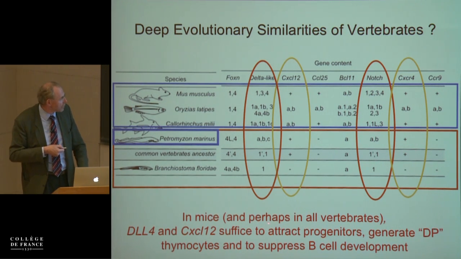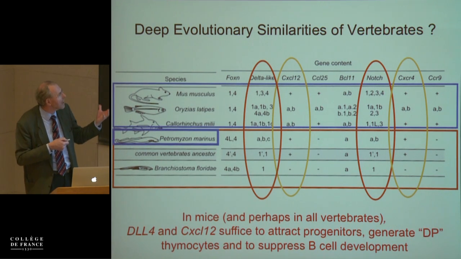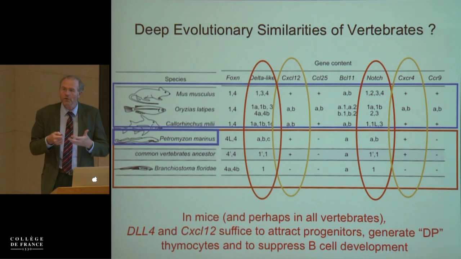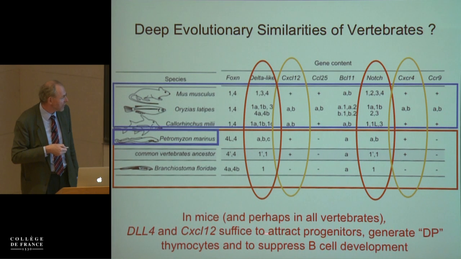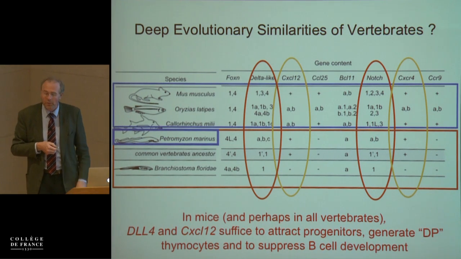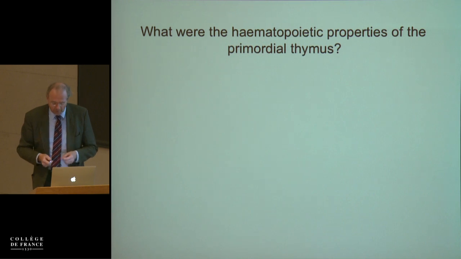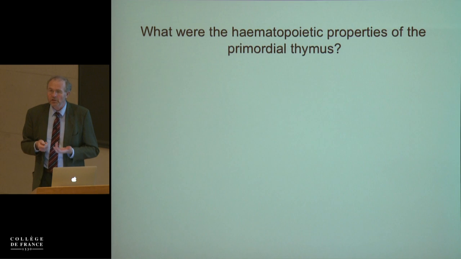So what is our conclusion? In mice, and perhaps in all vertebrates, these two factors suffice to attract these progenitors. They generate double positive thymocytes. Of course, this is the wrong name for a lamprey lymphocyte, because they do not have CD4 and CD8, but it's the stage where they first bring their receptor to the surface, and it suppresses B cell development. Quite a surprising finding that we felt then encouraged to ask an even bolder question.